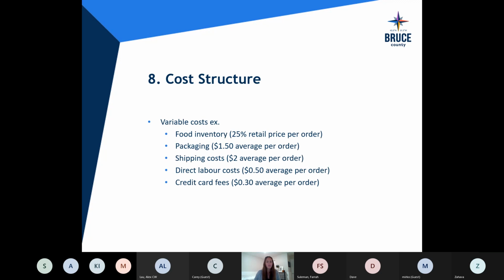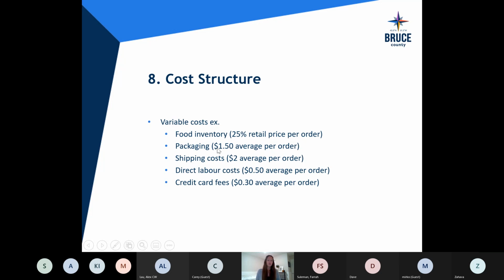However, the variable costs, of course, change as the business changes. It changes as the number of orders that come in or the number of products or services that you are selling. So in my case, the more boxes of food that I sell, I'm going to have higher inventory all of a sudden. So I think, okay, I'm saying that my food is costing me 25% of what the retail price is of that order. I also need to consider packaging.